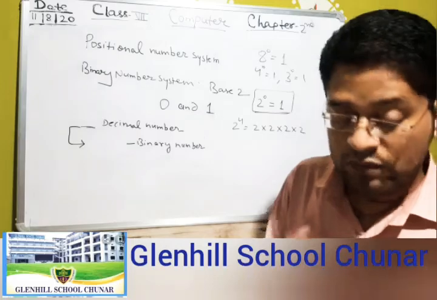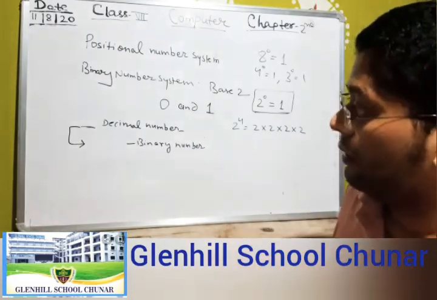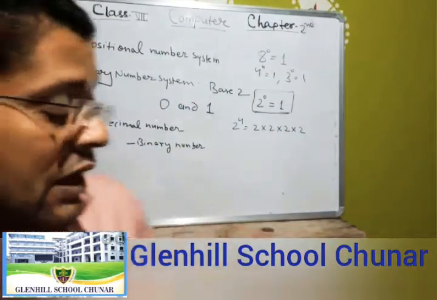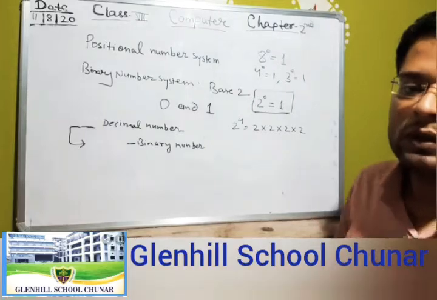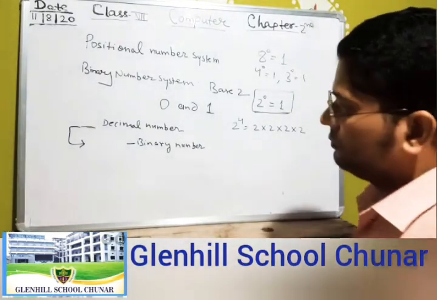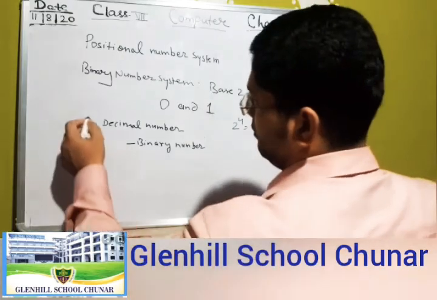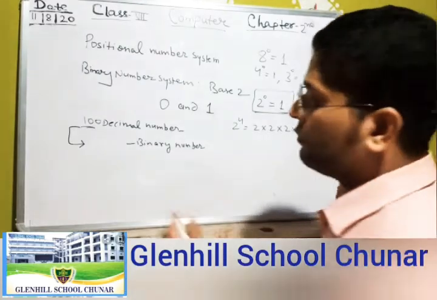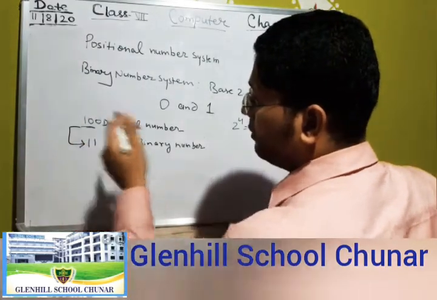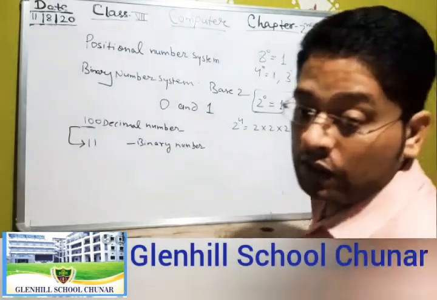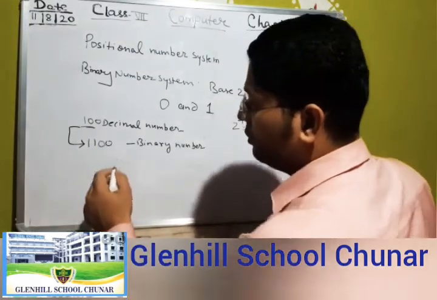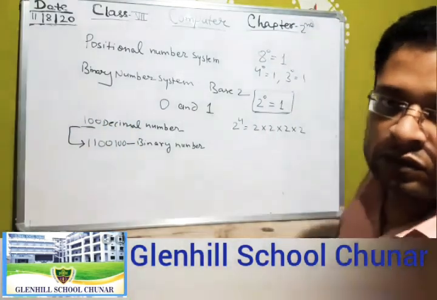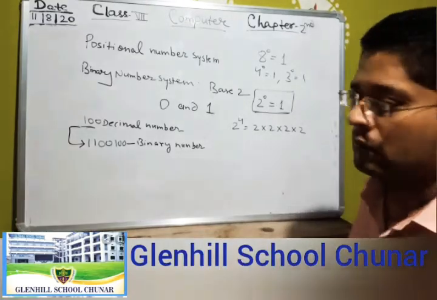So, you take the other number. Last example for you: suppose your decimal number is 100, and your binary number is 1 1 0 0 1 0 0. Okay, so let's try with that binary number.